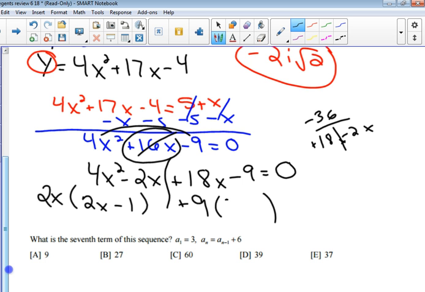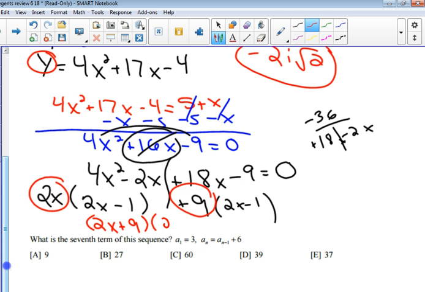9. Yep. Good. Okay. Now, group your two GCFs together. We should have a 2x plus 9, and then 2x minus 1. Okay?